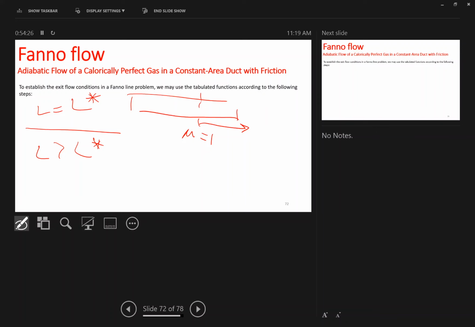We'll definitely solve an example from this. So you will see that in an example. And you can always ask any questions you may have outside of the class as well.